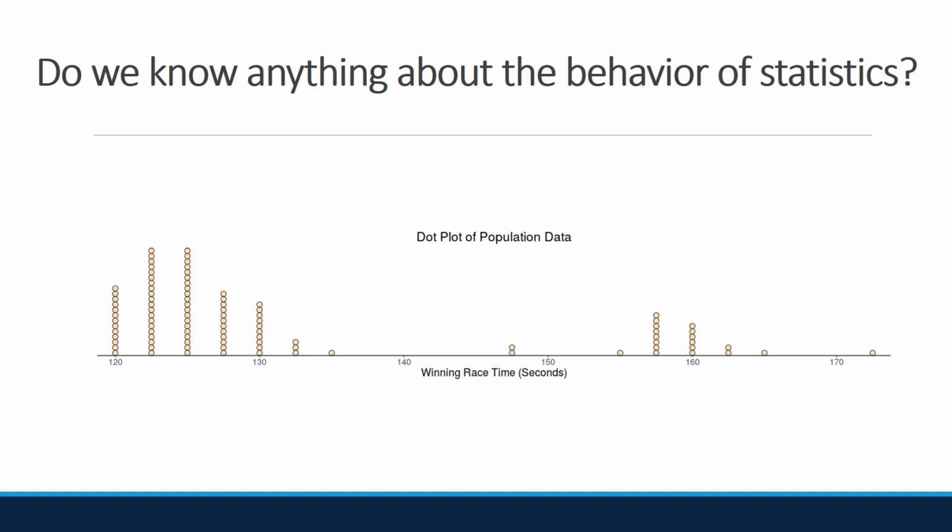To illustrate how statistics behave, we will start with an example where we have access to population data. We will be looking at the winning race times for the Kentucky Derby since 1875. First, we will summarize the population data. We will start with a dot plot of the population data. This is also known as the population distribution.